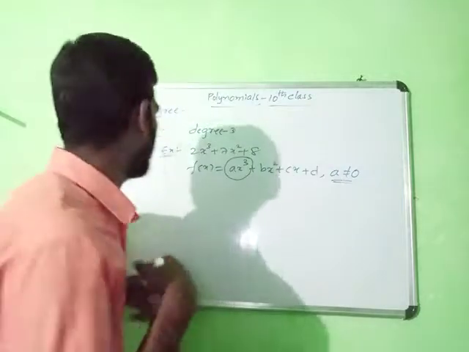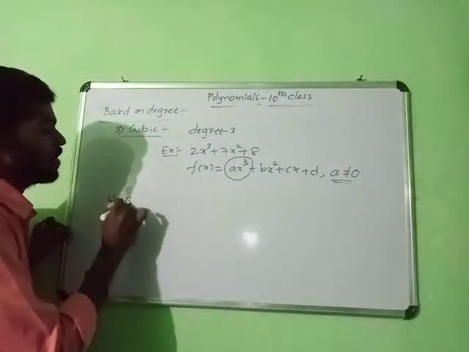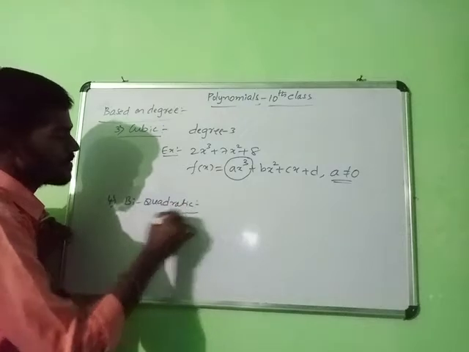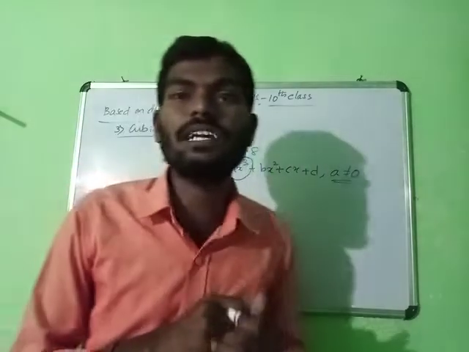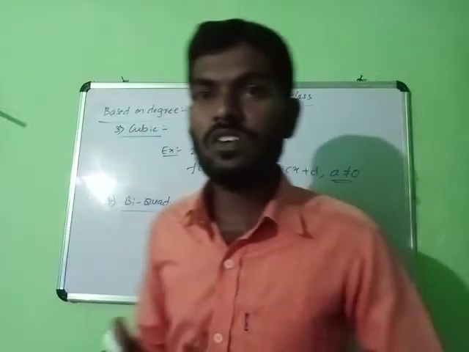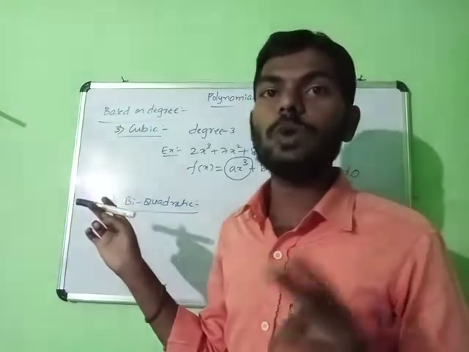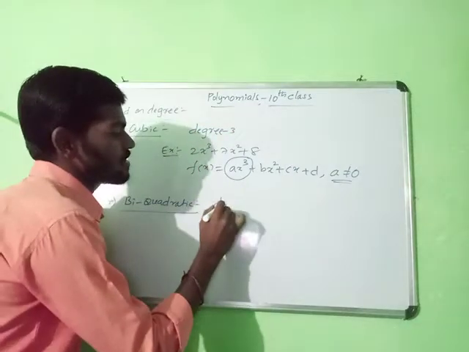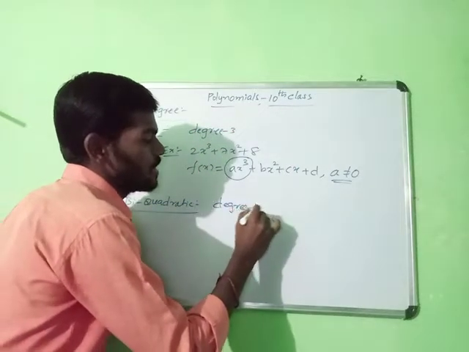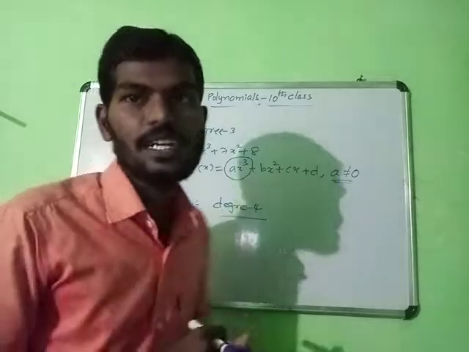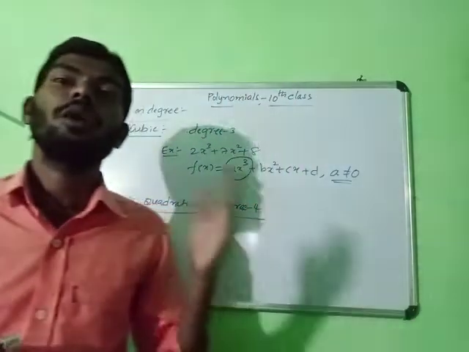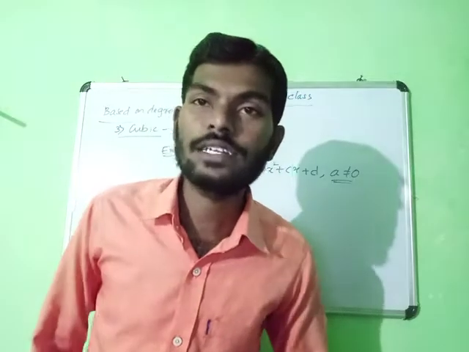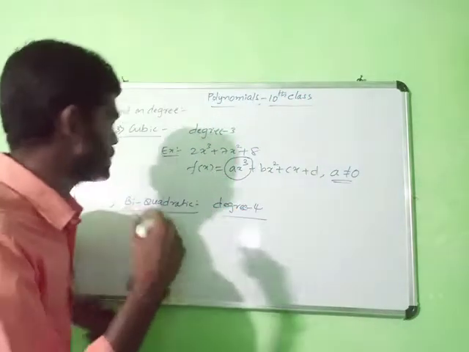Then the next one is the biquadratic polynomial. Generally, bi means 2 will come, and quadratic means 2 will come. So 2 plus 2, how much will come? 4. So what is the degree here? Degree is 4. If the highest degree of the polynomial is 4, then it is called a biquadratic polynomial.